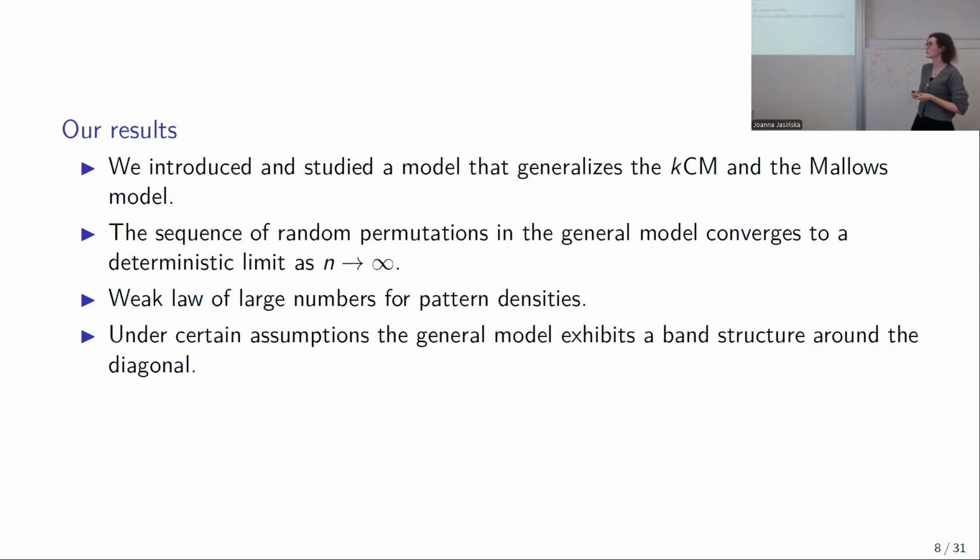As a consequence of this, we got the weak law of large numbers for pattern densities. I will also explain what I mean by the density of a pattern in a permutation. And we also proved this conjecture of Travers that if we take some assumptions on the parameters that those models have, then the general model exhibits a certain band structure around the diagonal. So it actually works this way for all of those models in this family, so in particular also for Mallows and KCM.